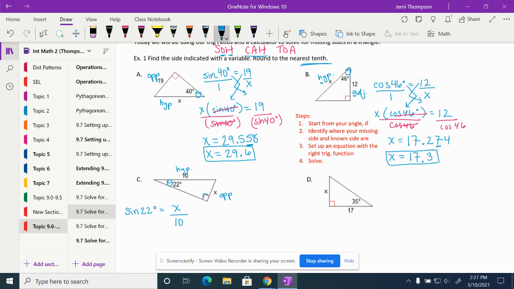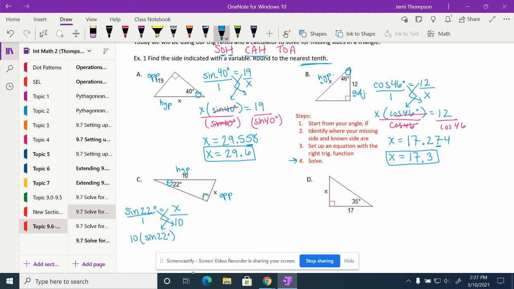Now problem C is a little different than A and B. When I set up A and B, you'll notice that my variable was in the denominator, right? I had 19 divided by x and then 12 divided by x. This time I have x in the numerator, I have it on top. My steps to solve will be a little different. This is very generic, step 4, right? Solve. Like you have to know how to solve a proportion, whatever that means. So I'm going to put this over 1 and crisscross multiply. When I crisscross multiply here, I have 10 times the sine of 22.